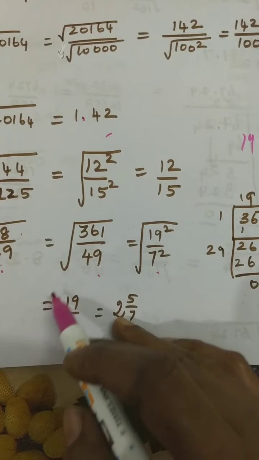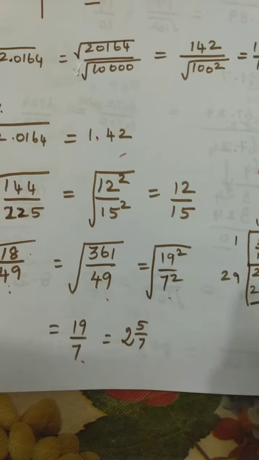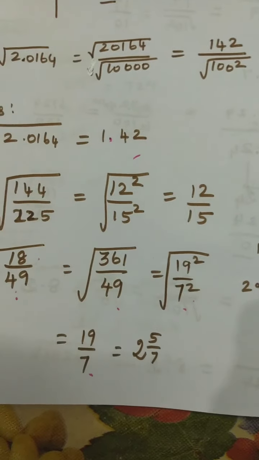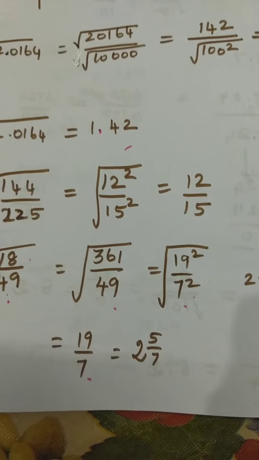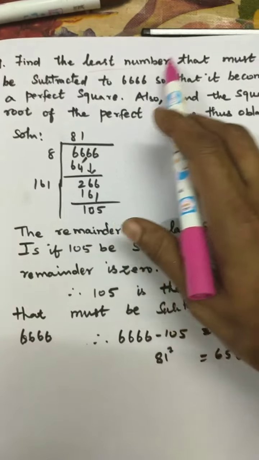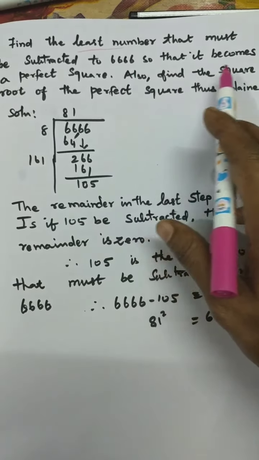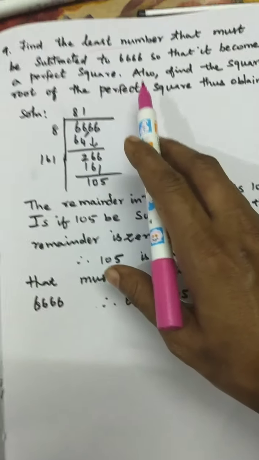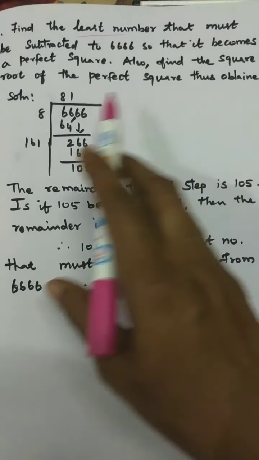Then this is an improper fraction. You have to change this to a mixed fraction. 2 5 by 7. 7 2s are 14. 19 minus 14, 5 remaining. So 5 by 7. Then find the least number that must be subtracted from 666 so that it becomes a perfect square. Also find the square root of the perfect square thus obtained.